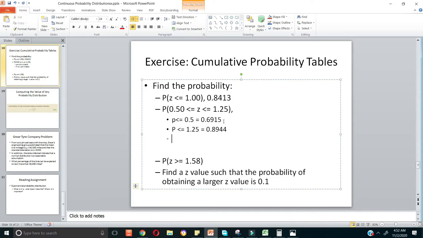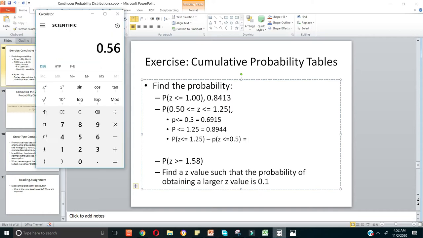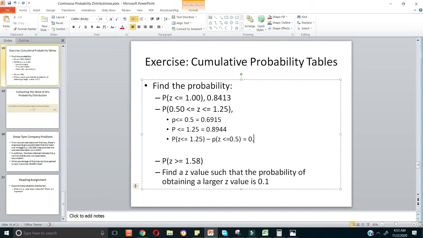So you want to get the difference then. To get z between 0.5 and 1.25, it will be probability z less than or equal to 1.25 minus probability z less than or equal to 0.5. And we already have this, so it's going to be 0.8944 minus 0.6915. Let's do this in the calculator. So that's 0.2029. So that's the probability that you have, 0.2029.